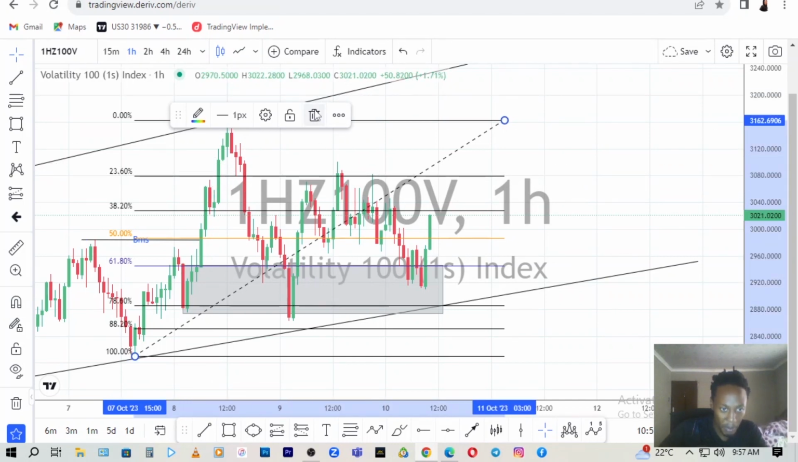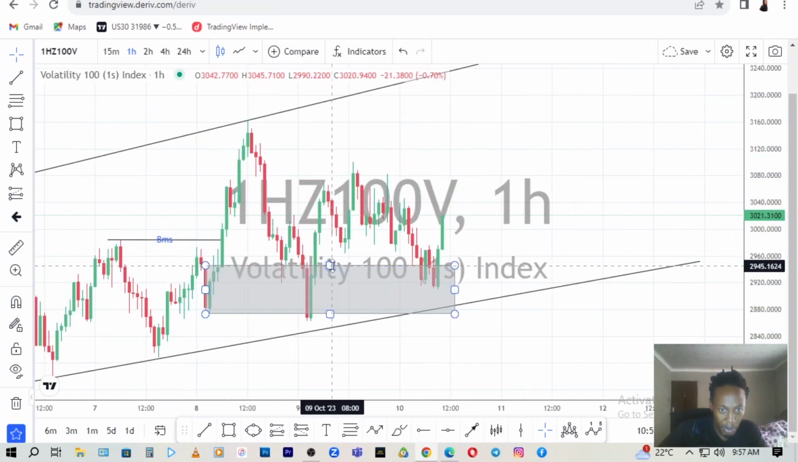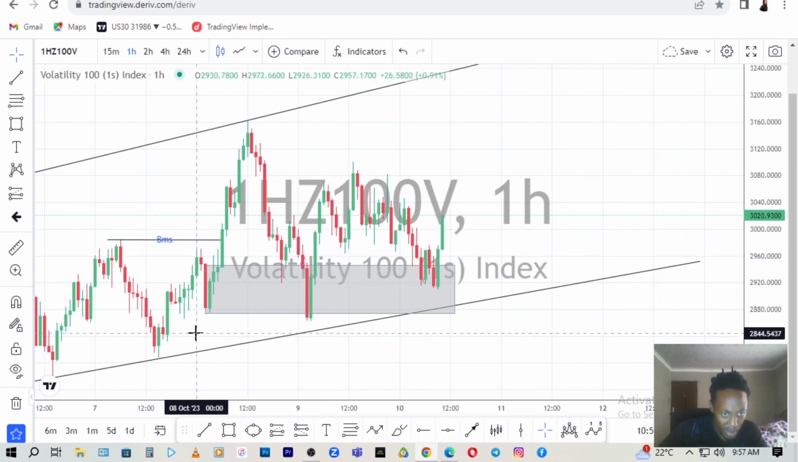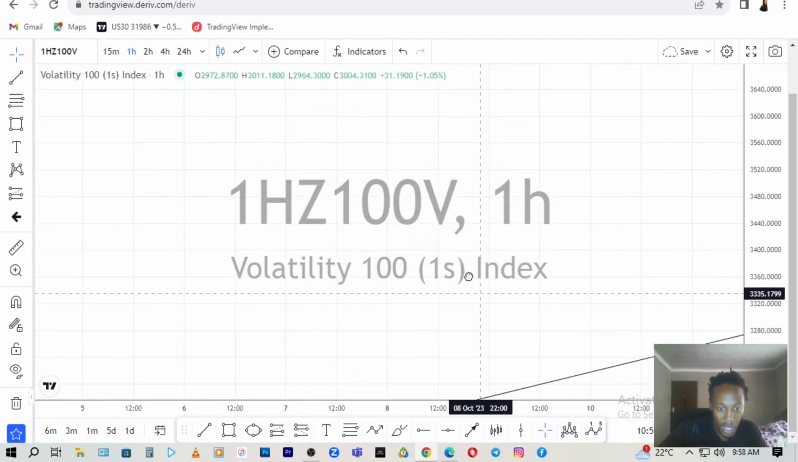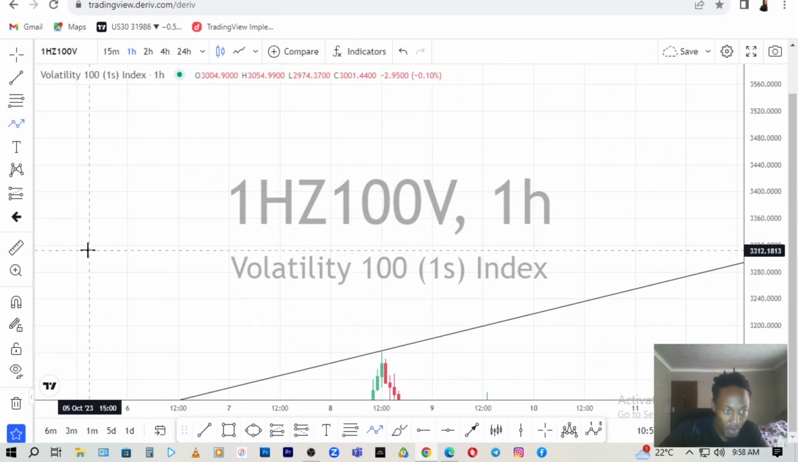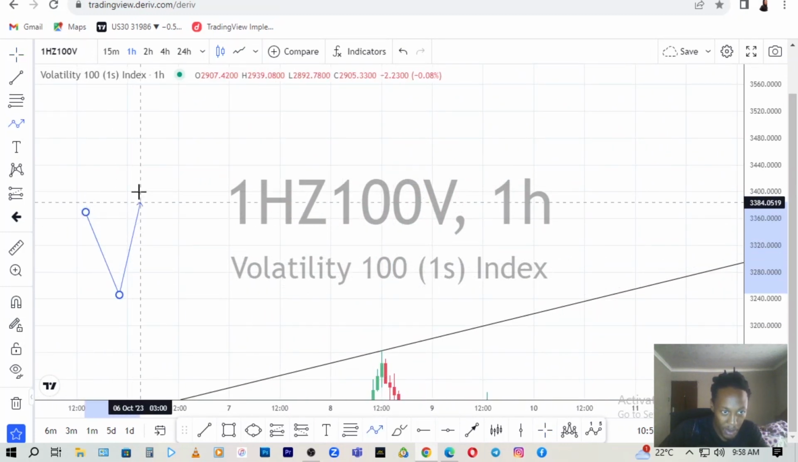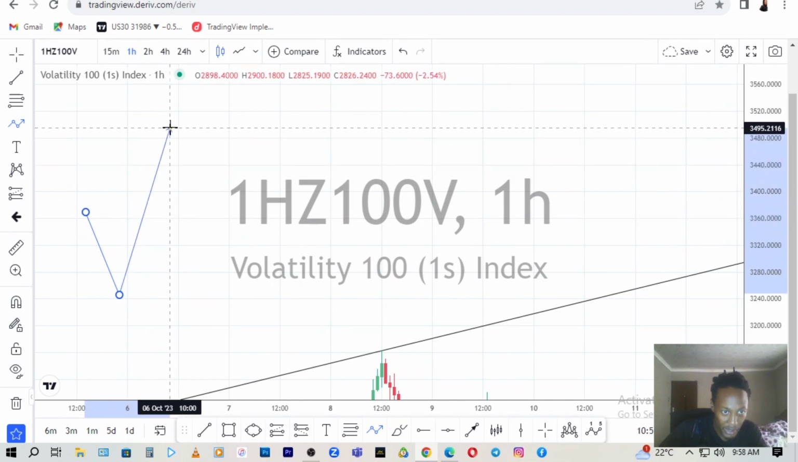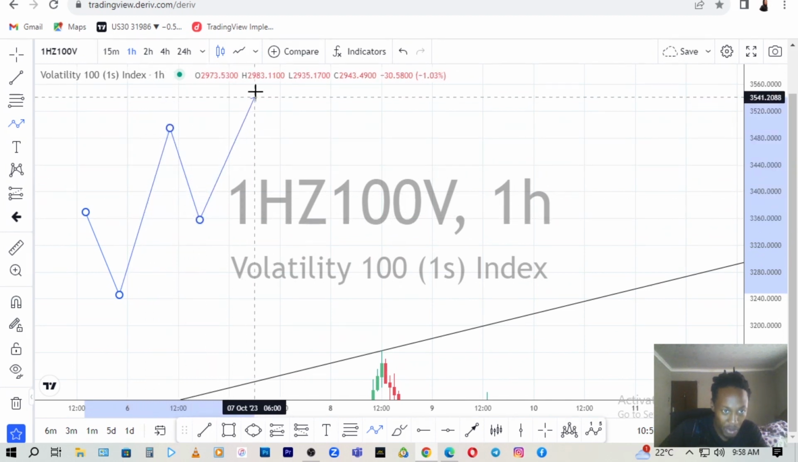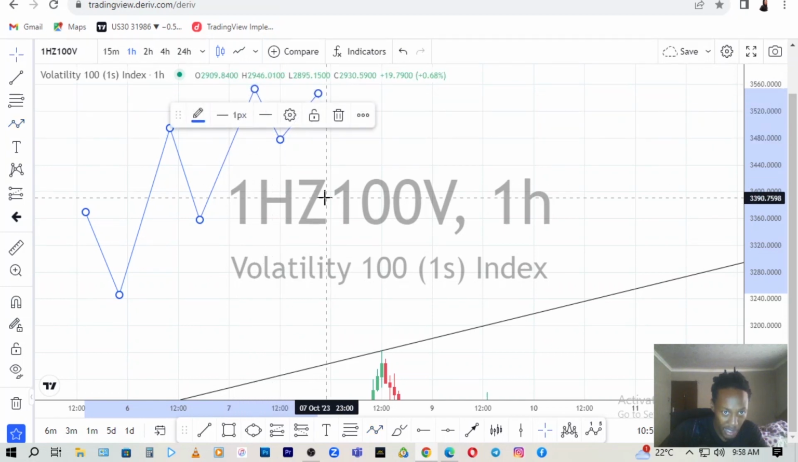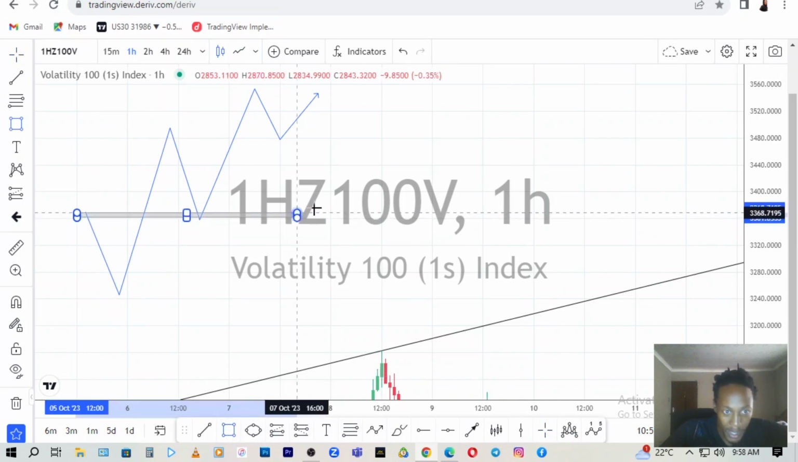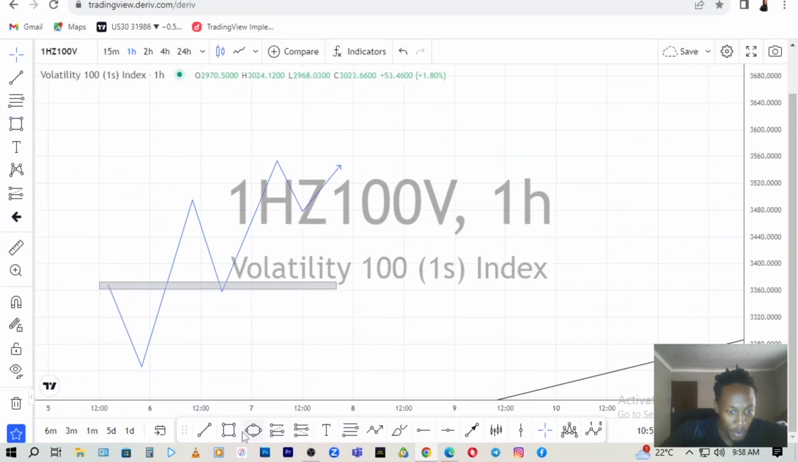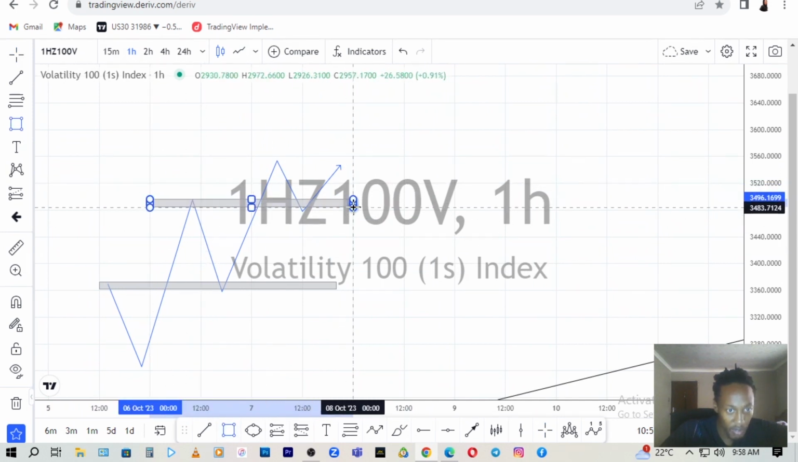Let me remove the Fib. So this is your break of market structure. The market broke this structure. Remember, this was once a structure. So let me just draw something here. Every time the market does something like this, remember in price action we trade something like this, right? So in price action we'll call this a flip zone, places where you can take your entries, flip zones.